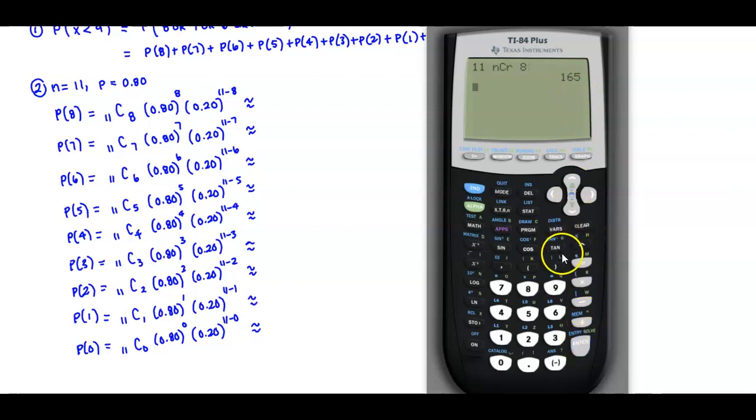So we have that. And then we're going to multiply that result by 0.80 to the power of 8. And then we're going to multiply that by 0.20 to the power of 11 minus 8, which is 3. And that gives us that result.